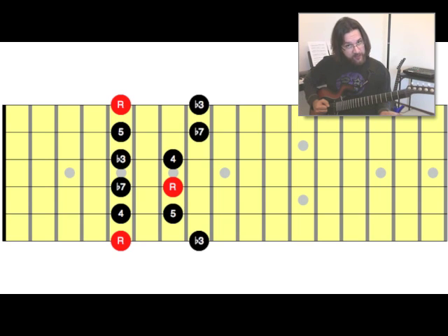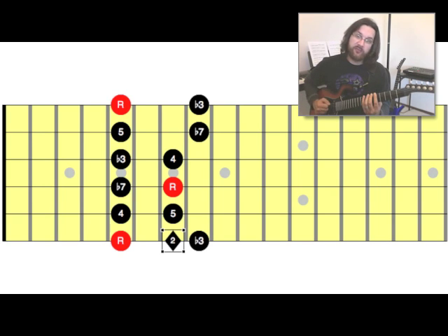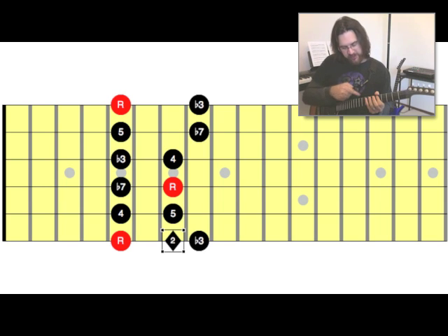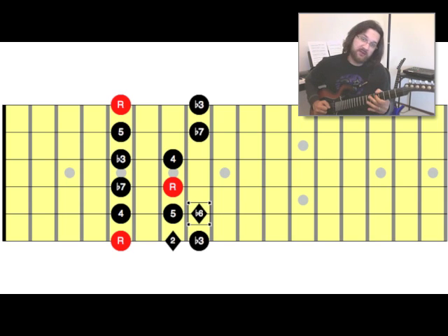We're going to play our root on the 6th string, 5th fret, major 2nd, 6th string, 7th fret, minor 3rd, 6th string, 8th fret, perfect 4th, 5th string, 5th fret, perfect 5th, 5th string, 7th fret, minor 6th, 5th string, 8th fret, and minor 7th, 4th string, 5th fret. Here it is, over 1 octave, A Aeolian.